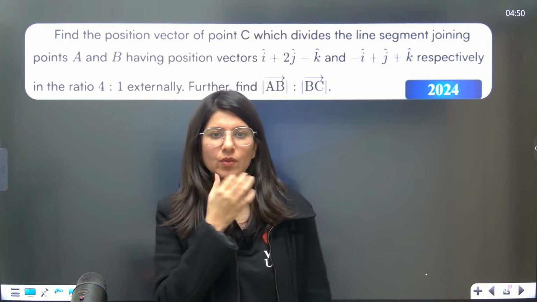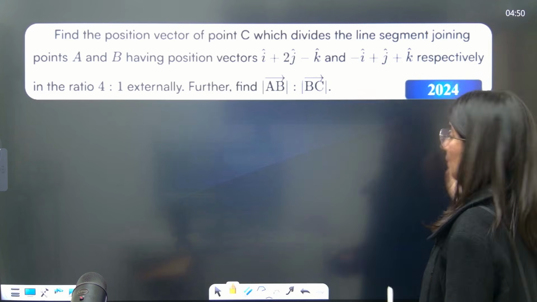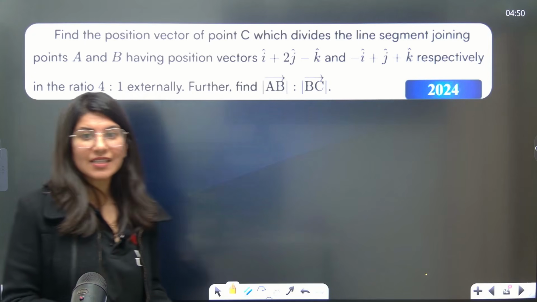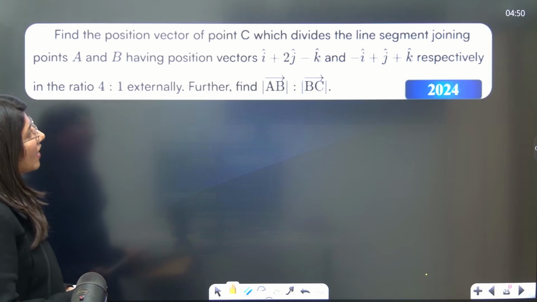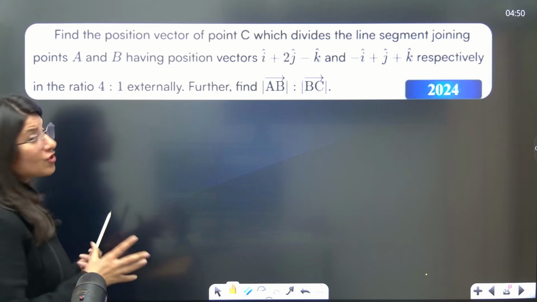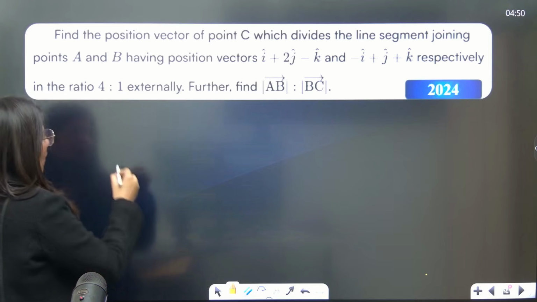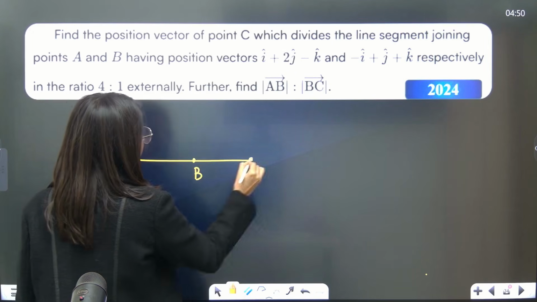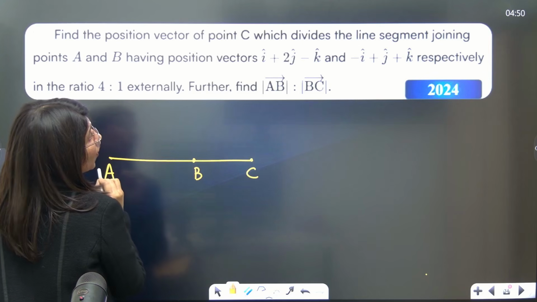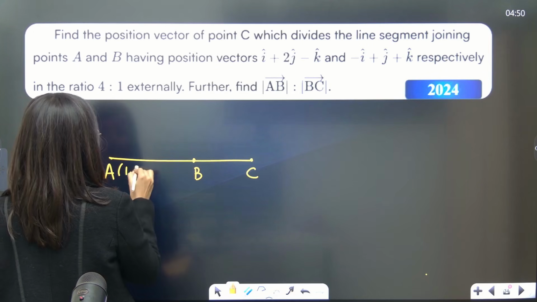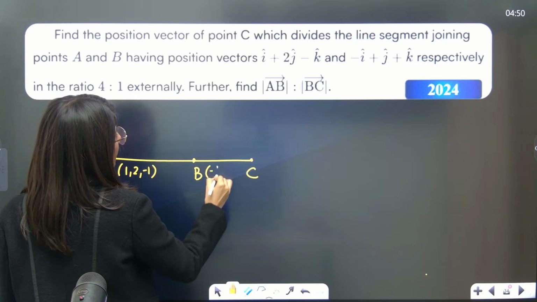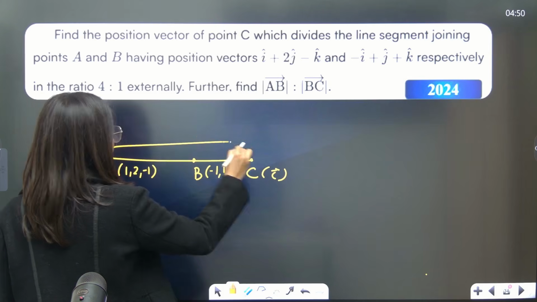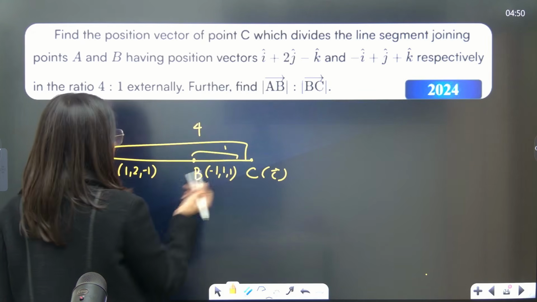Now let us tackle one question. Let's understand how the 2024 question works. Find the position vector of point C which divides the line segment joining point A and B having position vectors this and this respectively in ratio 4:1 externally. Okay. So we have A, we have B, we have C. A is 1, 2, minus 1. B is minus 1, 1, 1. And C vector, we don't know. 4:1. So this is your 4, this is your 1. Okay, direct formula.